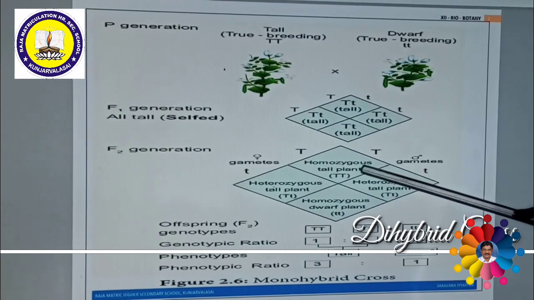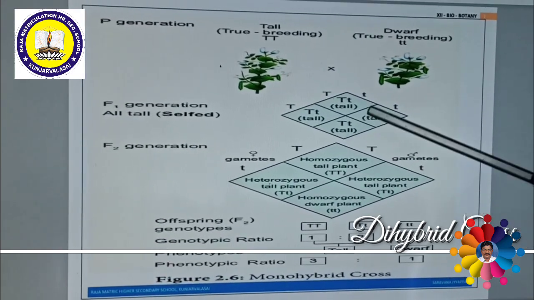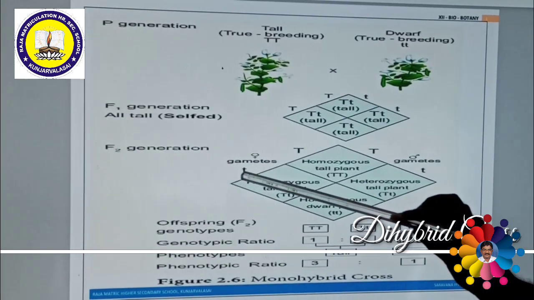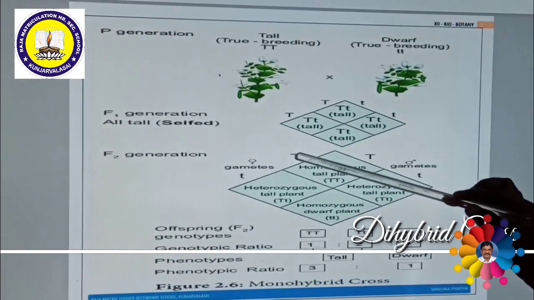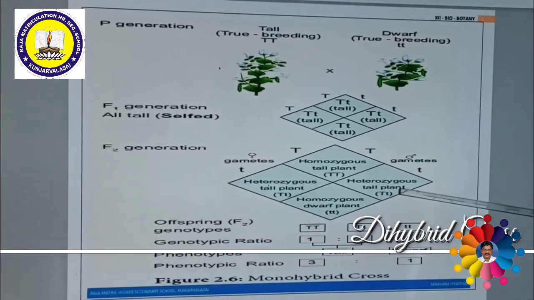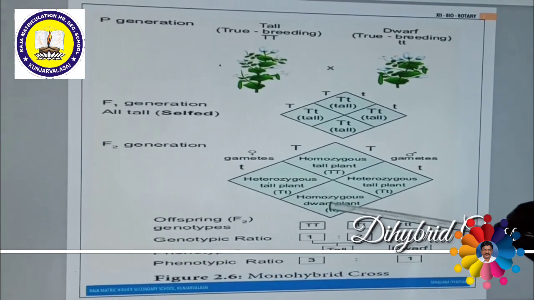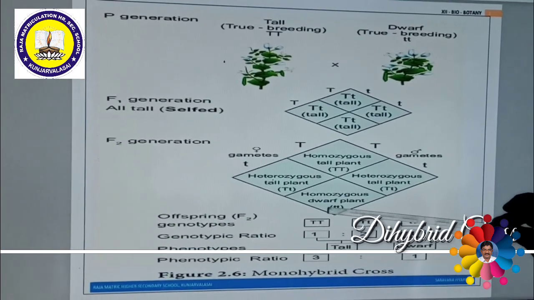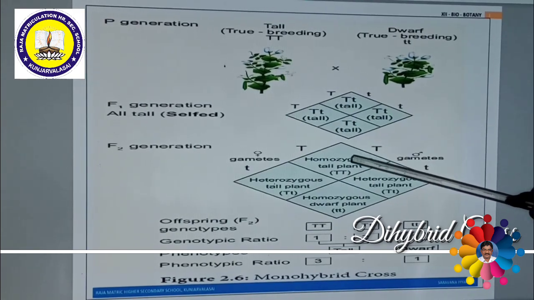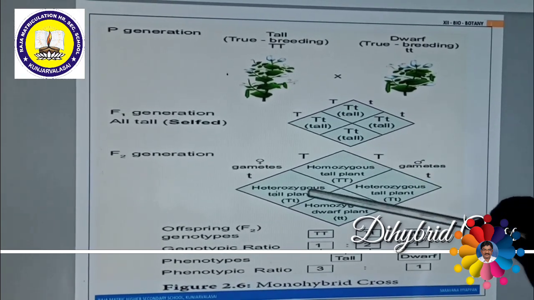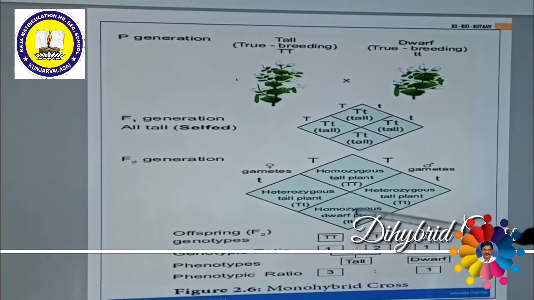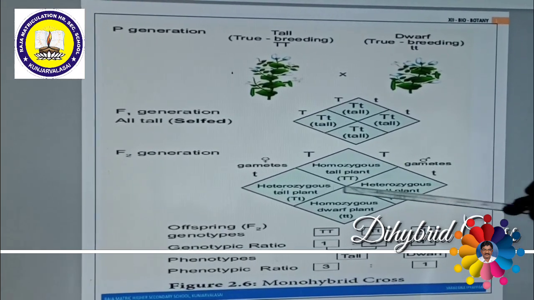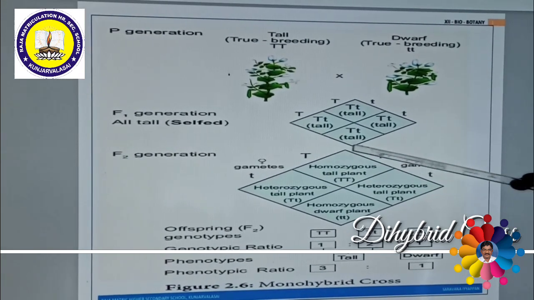Capital T, capital T, pure homozygous tall. Then capital T, small t, heterozygous tall plant. Then capital T, small t, heterozygous tall plant. Then small t, small t, homozygous dwarf plant. That means homozygous tall 1, heterozygous tall 2 and homozygous dwarf 1. That means 1:2:1.